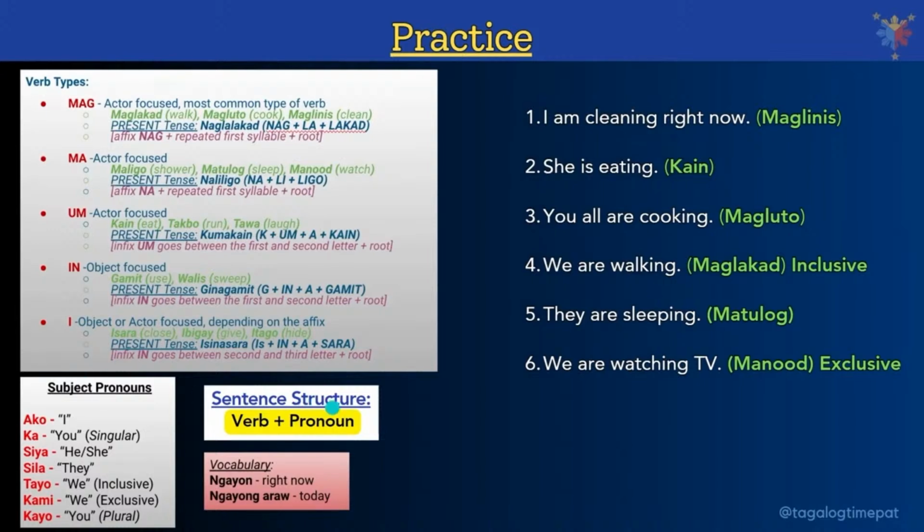Remember our sentence structure here, verb plus pronoun. So the verb for to clean is maglinis. In the present tense, it's naglilinis. So mag verbs, remember the pattern is affix nag, then there's a repeated first syllable, and then the root. Naglilinis, then the subject pronoun for I is ako. And then right now, ngayon. Naglilinis ako ngayon. I am cleaning right now.